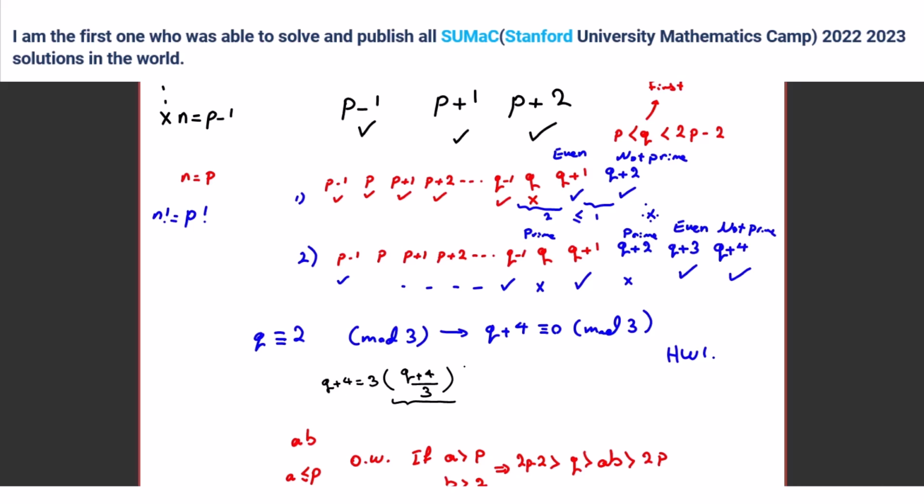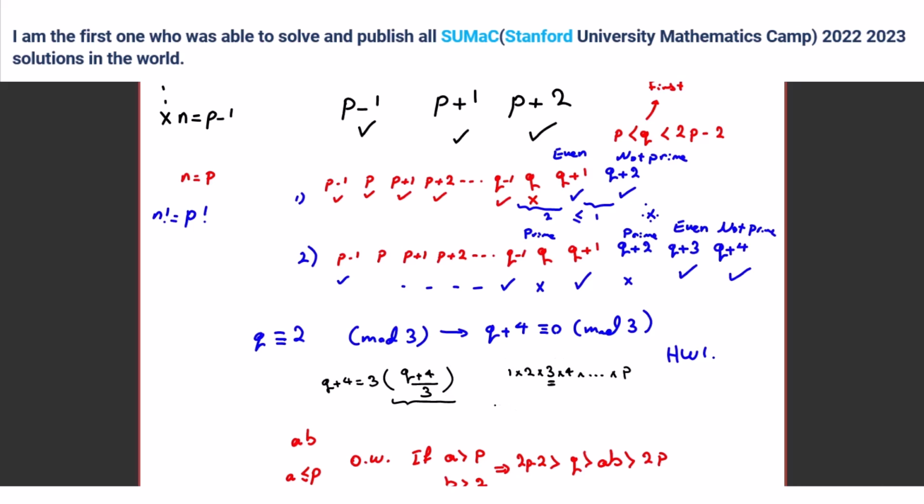Isn't it every prime up to Q works, right? We are checking P factorial, so it should be less than or equal to P, right? Look, we are considering what numbers? 1, 2, 3, 4, up to P, right? So 3 is less than P, so if we prove q plus 4 over 3 is less than P, then this times this is a divisor of P factorial, right? Why is q plus 4 over 3 less than P?